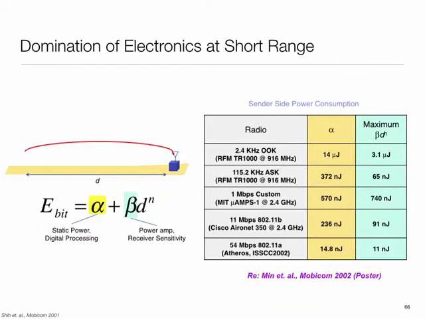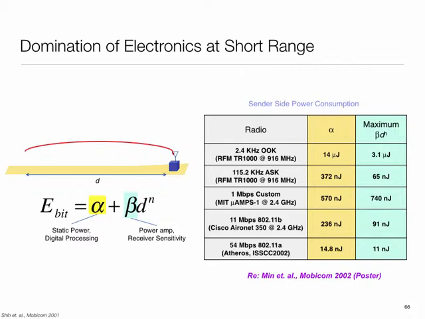You can reduce all of it down to a very simple model. It basically says the energy to transmit a bit is alpha plus beta d to the power n. Alpha is some constant which is capturing all those electronics, and d to the power n is because of the amplifier, and beta is something to do with the amplifier.